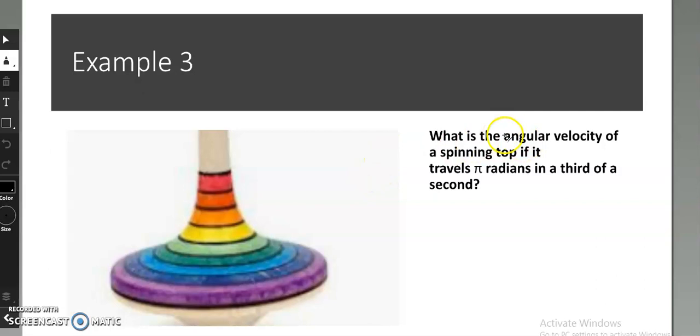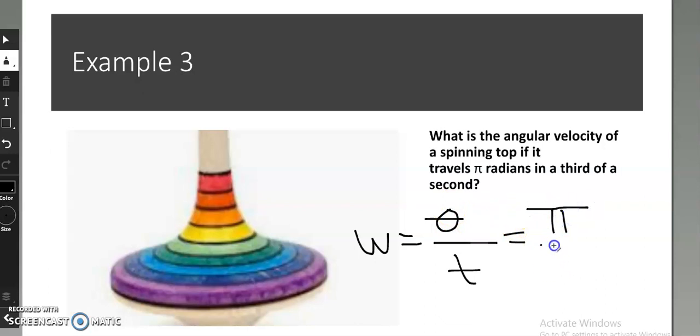All right, it says, what is the angular velocity of a spinning top if it travels pi radians in 1/3 of a second? Again, we know the formula for angular velocity is my angle divided by time, and time is in seconds. So my angle measurement is pi, they give us pi, and the time that we're given is 1/3 second.